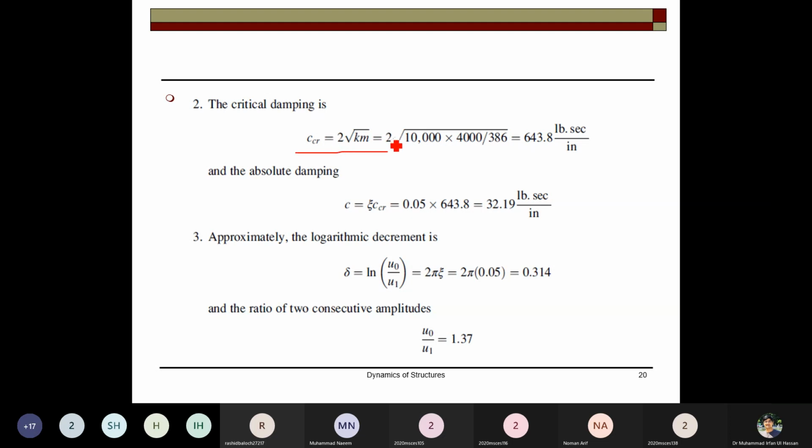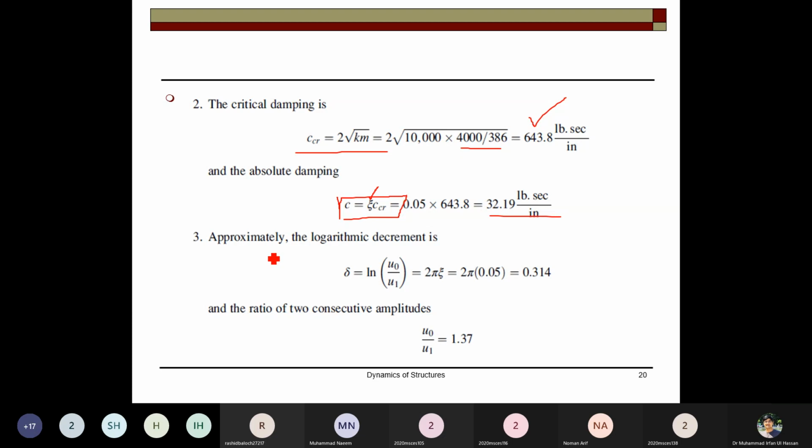We can compute the omega, and then the critical damping, the formula that we proved today, 2 under root km. So 2 into k into m, where m is W over g. That comes out to be the critical damping. From that, the absolute damping can be computed by zeta into C_cr, because zeta is the ratio of C over C_cr, the damping ratio. The damping ratio is given, 5%, so you multiply it with C_cr to get the value of the absolute damping.